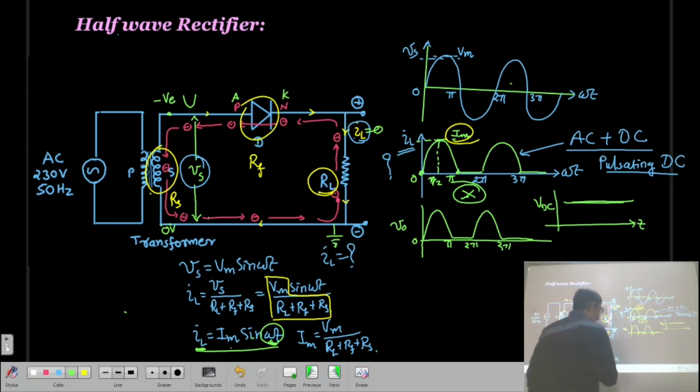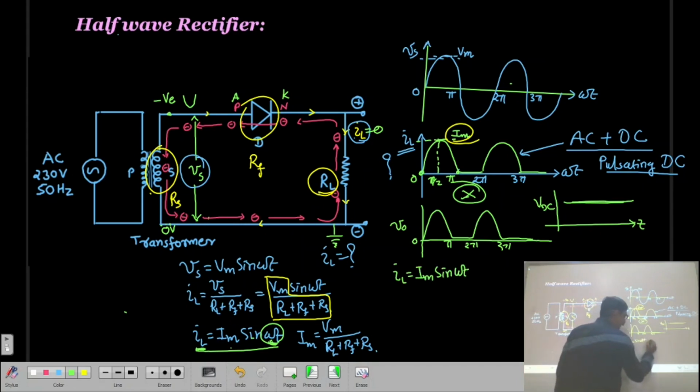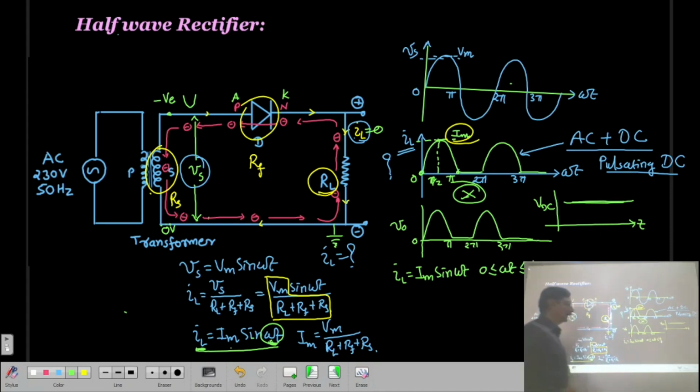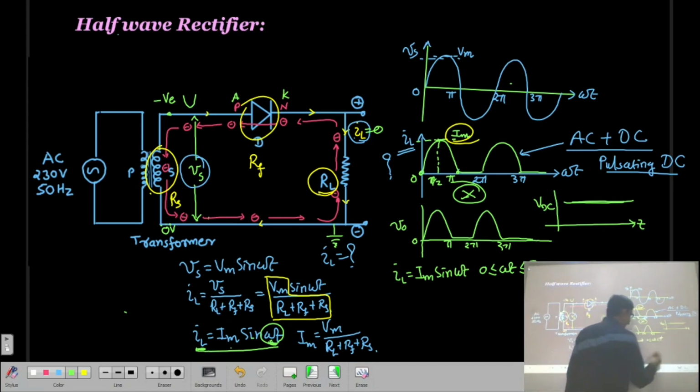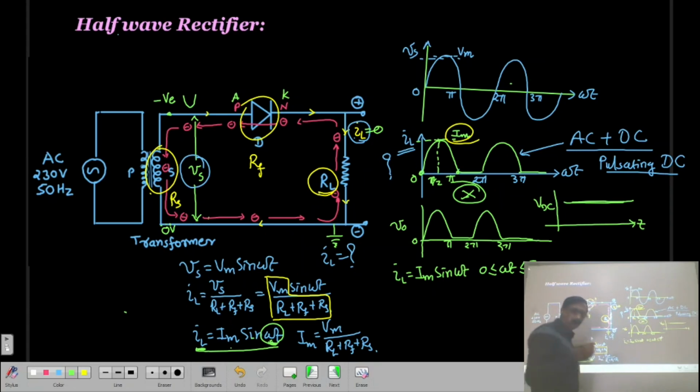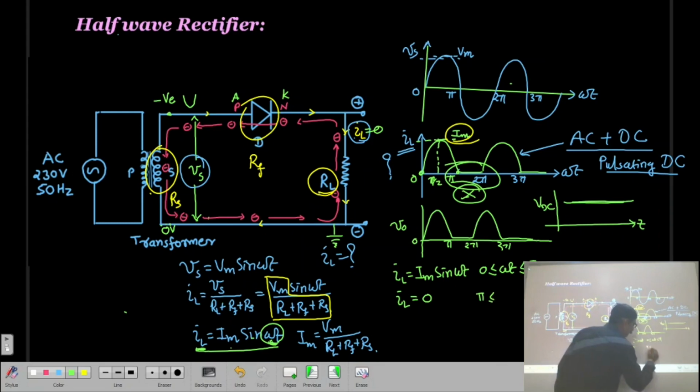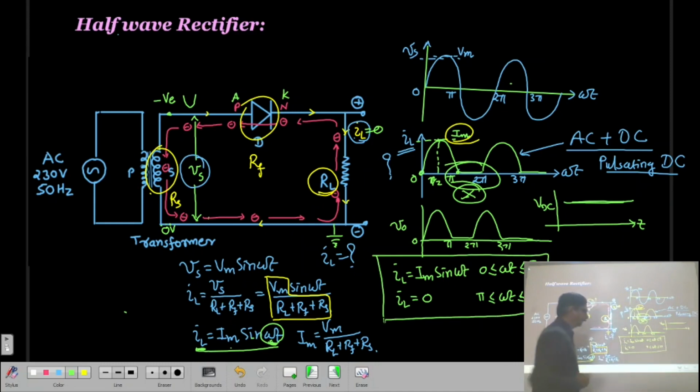So when we write the expression for the load current, then IL is equal to Im sin omega t if this omega t is between 0 and pi. Remember. And if omega t is between pi and 2 pi, it is 0. So IL is equal to 0 if it is between pi and 2 pi. So the actual expression for the load current is this.